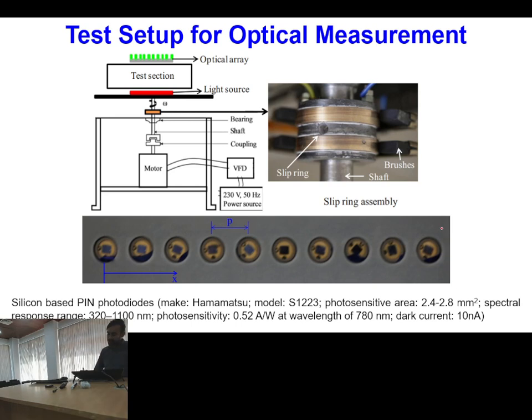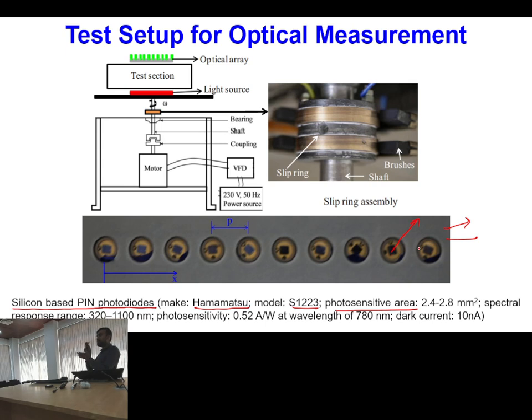Then you can see this is the actual photograph of the photodiodes, and these are silicon based PIN photodiodes, and their complete description is given. The make is Hamamatsu, the model is this, and the photosensitive area is given. Typically when you use a photodiode, its construction may be larger in diameter, but it has one central zone. You can see this central dark spotted zone.